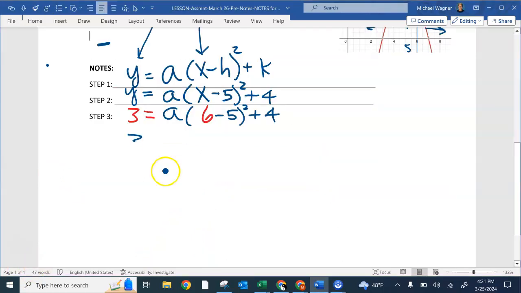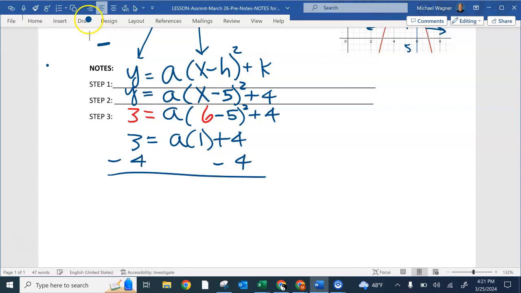Okay, so there we go. So we have 3 equals a. 6 minus 5, you do the parentheses first, that's 1. 1 squared, well, that's no problem. That's just going to be 1. So a times 1 plus 4. Okay, and then I go through my regular steps. Subtract 4 from both sides. This becomes -1 equals 1a. This 4 goes away. Divide both sides by 1, and we get -1 is equal to a.